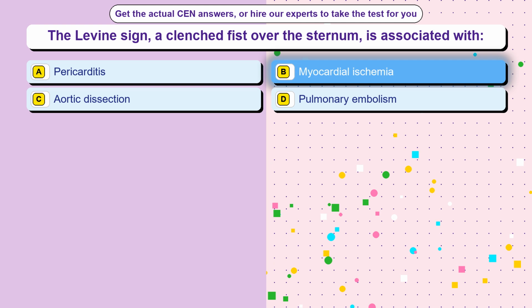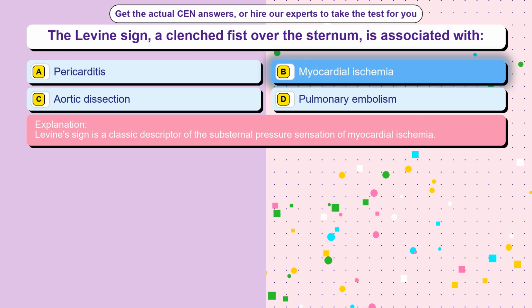The correct answer is option B. Myocardial ischemia. Levine's sign is a classic descriptor of the substernal pressure sensation of myocardial ischemia.